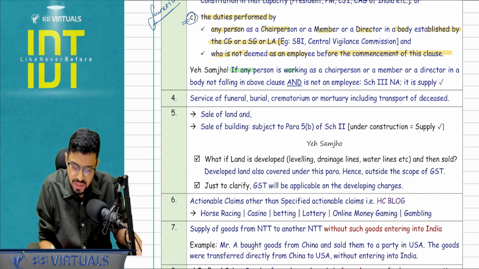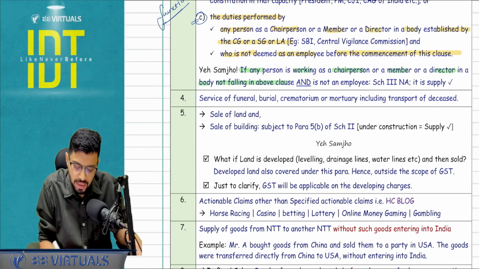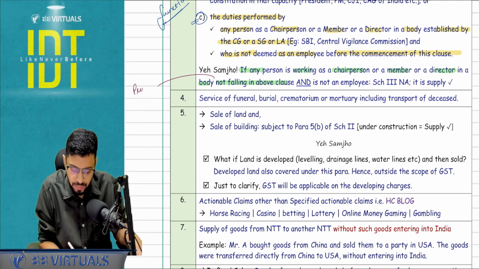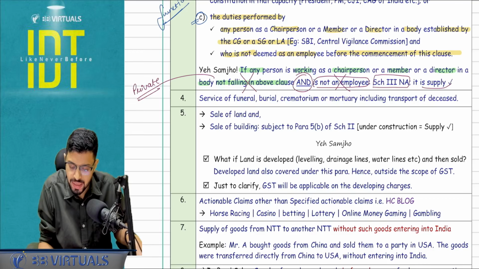If any person is working as a chairperson, member, director in a body not falling under the above clause, means it's a private body, and he's also not an employee, para 1 also gone, para 3 also gone, schedule 3 will not apply, it is a supply.